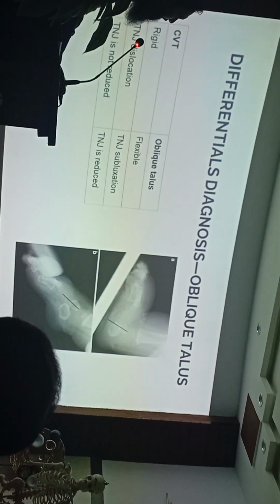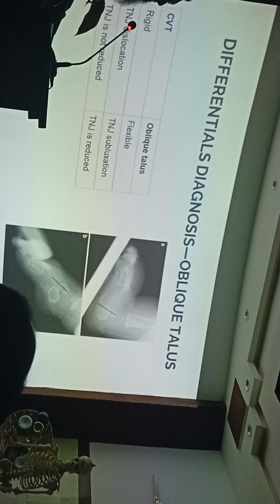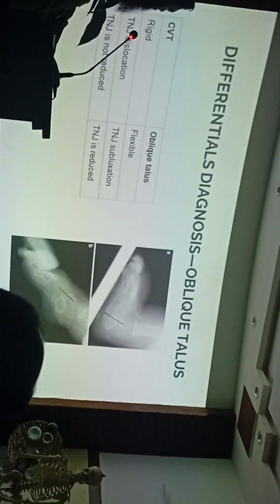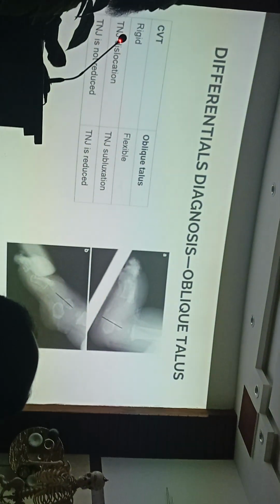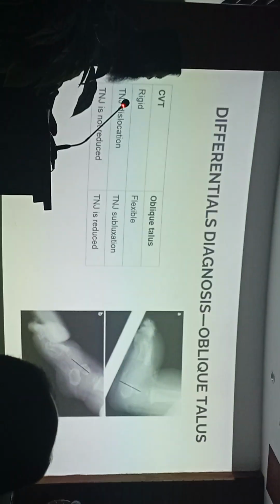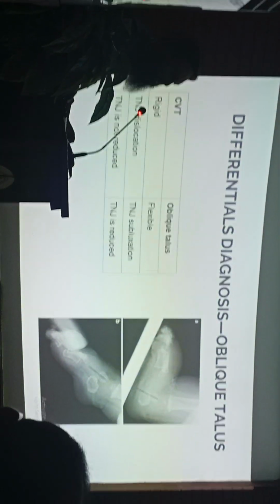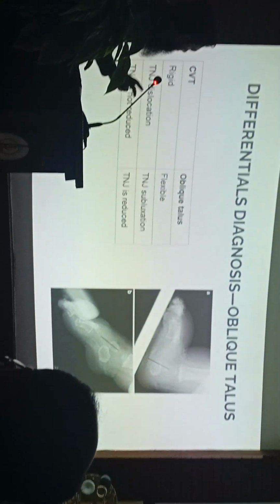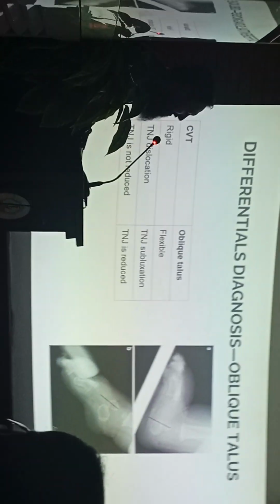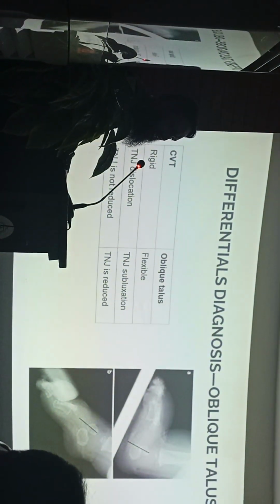Then is oblique talus. It's very important. Oblique talus is flexible. In oblique talus there is talonavicular joint subluxation, and this subluxation is reduced on the plantar flexed lateral view. But one thing is common in both conditions, oblique talus and CVT, that is tendo-Achilles contracture.